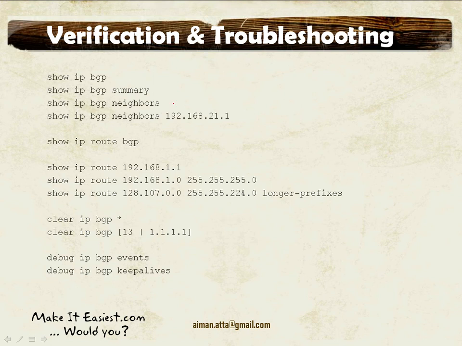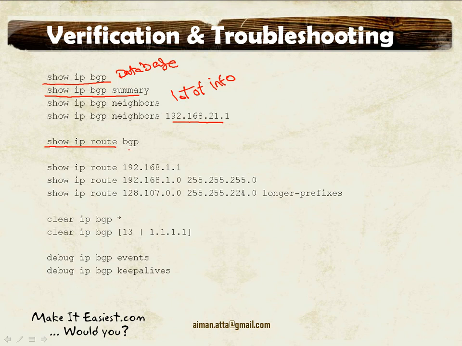To verify our configuration, we've seen that to view the database, we could be using the show ip bgp command. Show ip bgp summary shows the summary for neighbors. Show ip bgp neighbors shows a lot of information about the neighbors. Show ip bgp neighbors and then the IP address of the neighbor shows a lot of information but about a certain neighbor. Show ip route shows the whole routing table.